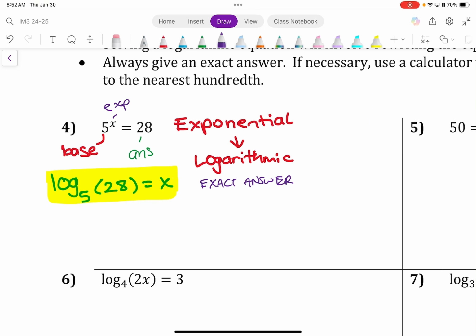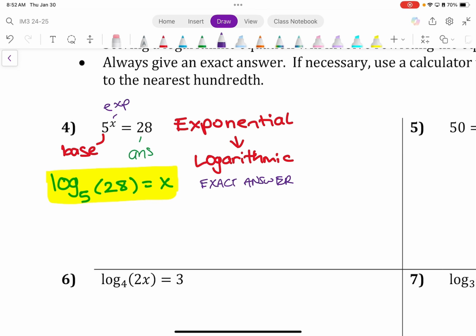The little box, you're going to type a 5 in there, and the bigger box, you're going to type a 28. And then you're going to hit enter. Now, if you did this correctly, you should get the following solution. You should get 2.070415071. That's a big number, right? Or not a big number, but a lot of numbers.